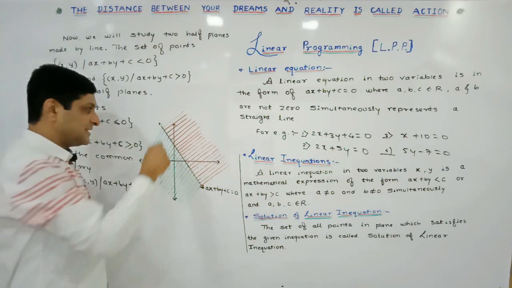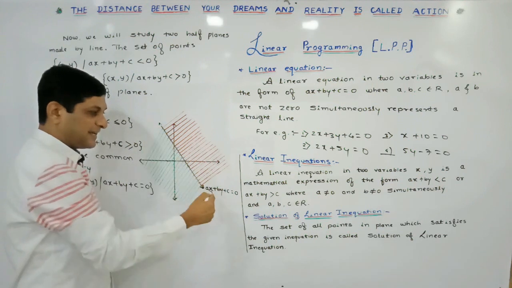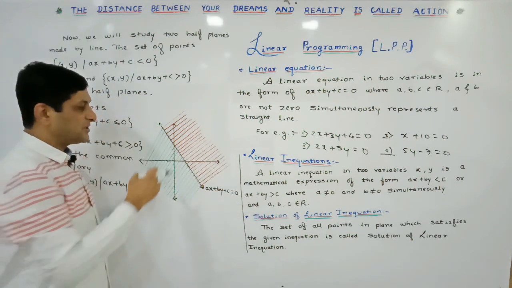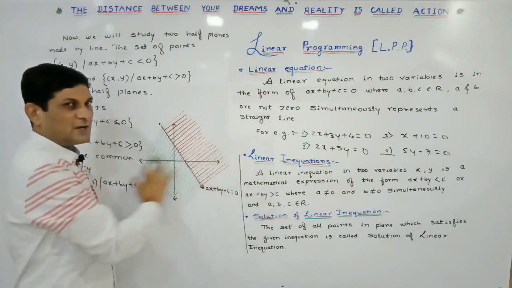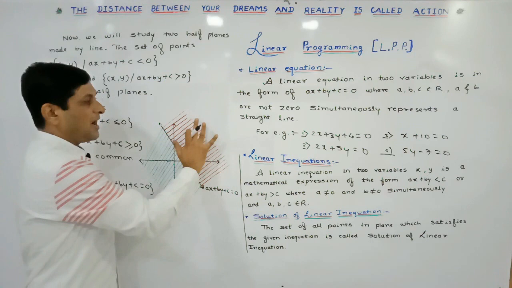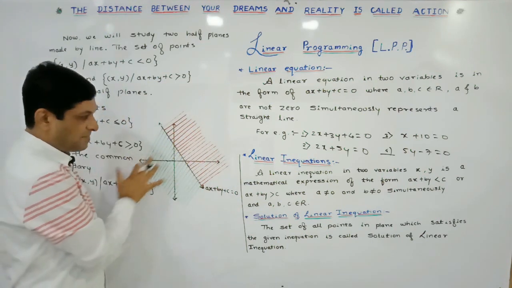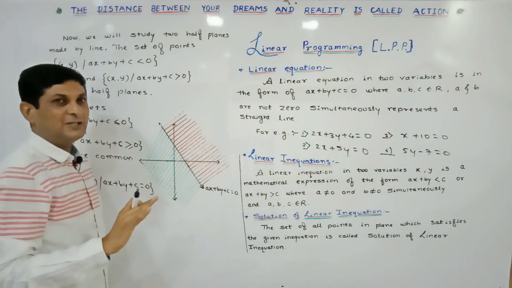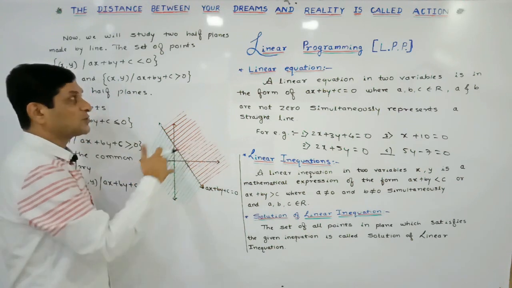So now let us consider a line ax plus by plus c equals 0. Easily we can observe that this plane means a flat surface, and the line divides this plane into half planes, isn't it? This is one half plane and this is the other half plane. A line divides a plane in two parts. Each part is called what?